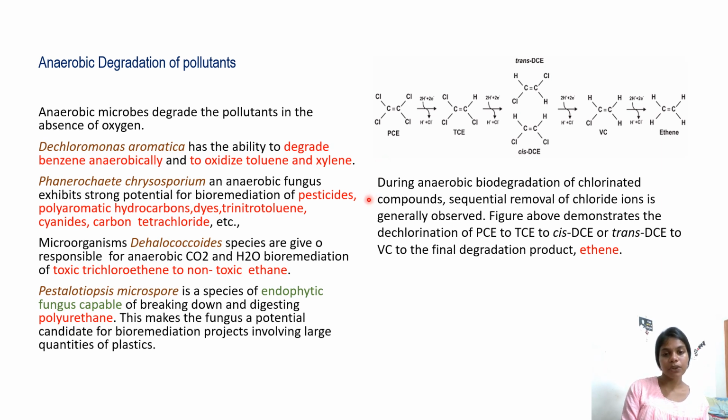Phanerochaete chrysosporium is a fungus that exhibits strong potential for bioremediation of pesticides, polyaromatic hydrocarbons, dyes, trinitrotoluene, cyanides, carbon tetrachloride, etc. Dehalococcoides species are responsible for the anaerobic bioremediation of toxic trichloroethane to non-toxic ethane. Pestalotiopsis microspora is a species of endophytic fungus capable of breaking down and digesting polyurethane. This makes the fungus a potential candidate for bioremediation projects involving large quantities of plastics.